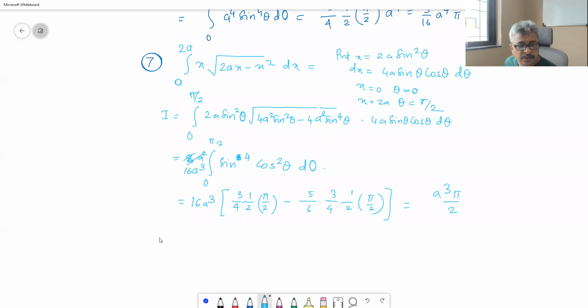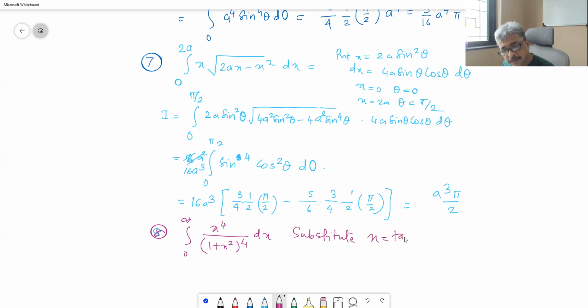Couple of more problems, or maybe 10 minutes. So one more problem, 8th. Integral 0 to infinity x raised to 4 upon 1 plus x square raised to 4 dx. Do it. Answer for this is pi by 32. And what is the substitution in this case? x is equal to tan theta. Substitute. And after doing all the calculations, you will get answer pi by 32. Okay. That is where we stop for the day.